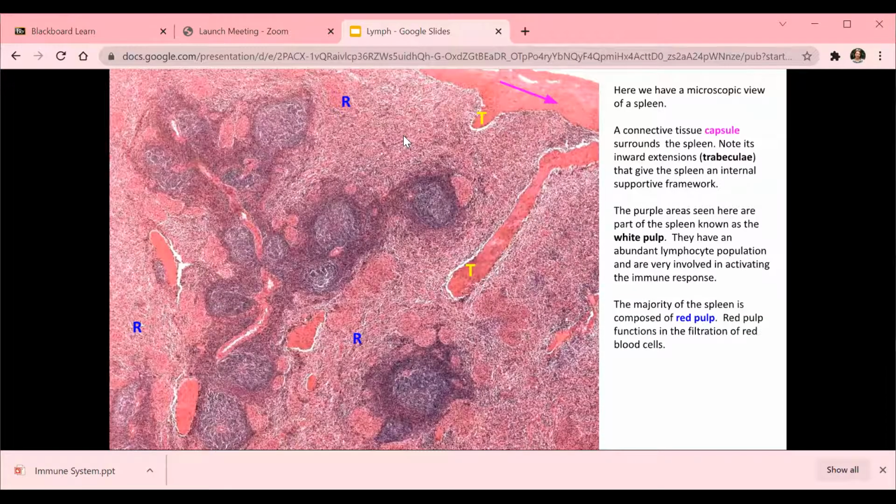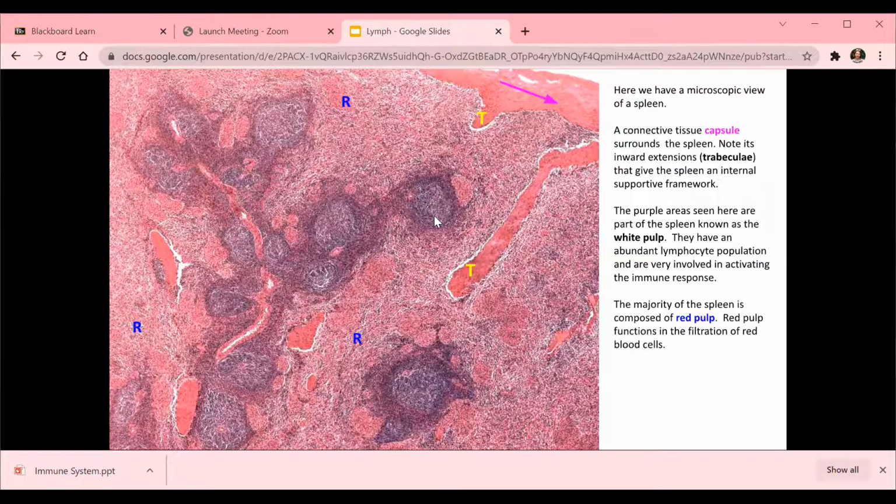Here is the histology of the spleen. In this histology, you can see the capsule which covers your organ from outside. You can see the trabeculae which are short and enter the organ. The capsule and trabeculae make the framework of your organ.